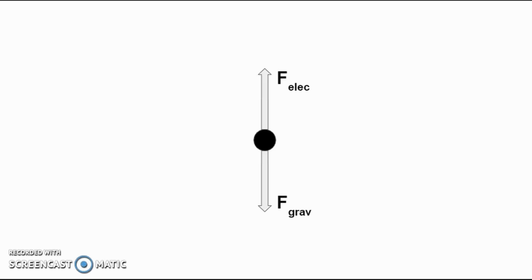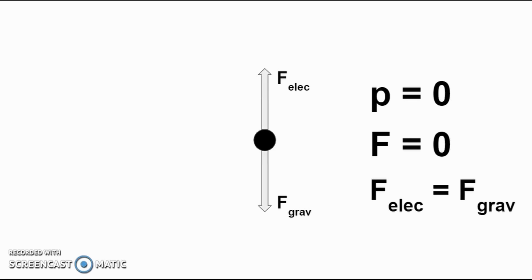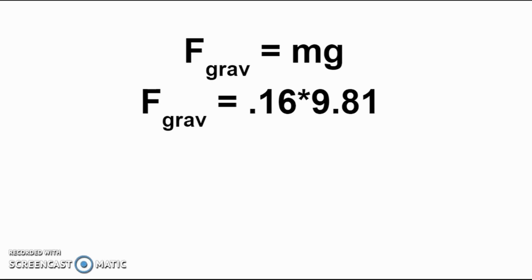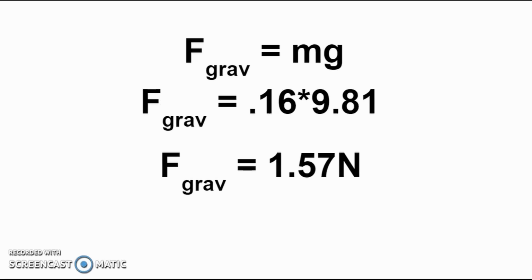These were the force of gravity in the negative y direction and the electric force in the positive y direction. Since the tape was unmoving, the system is in equilibrium, and thus the momentum of the system is 0 and the net force applied is 0. This means the force of gravity should equal the electric force. The force of gravity is calculated as the mass of the object, in this case 0.16 grams, times the acceleration of gravity, or 9.81 meters per second squared. This gives a force of gravity of 1.57 newtons.